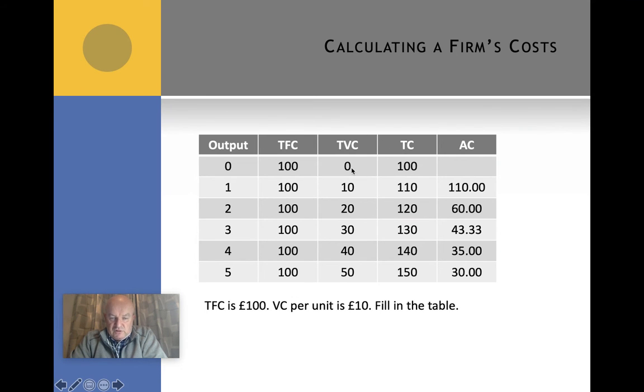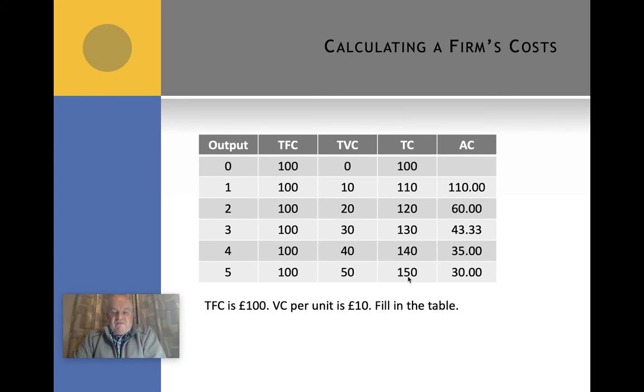Our total variable cost, if we're producing nothing at all, that cost is nothing. If we're producing 1 unit of output, that's 10. We've been told our variable cost per unit is £10. We're producing 2, it becomes 20, 3, 30, 4, 40, 5, 50. Okay, and then effectively to calculate our total cost, we're going to add our total fixed cost and our total variable cost. So our total cost at output level of 0 is 100. At 1 unit of output, it's 110. At 2 units, it's 120. At 3 units, it's 130. At 4, it's 140. And at 5, it's 150.